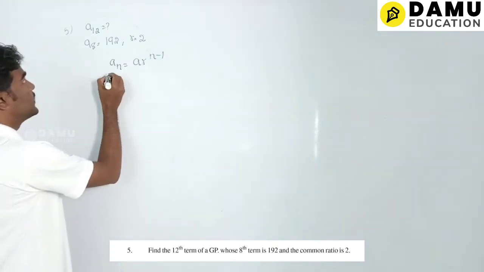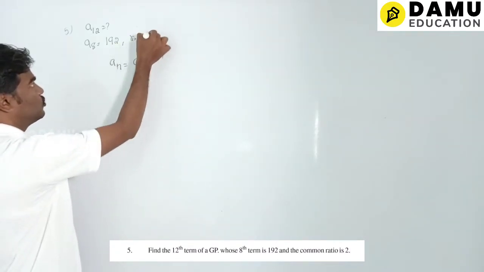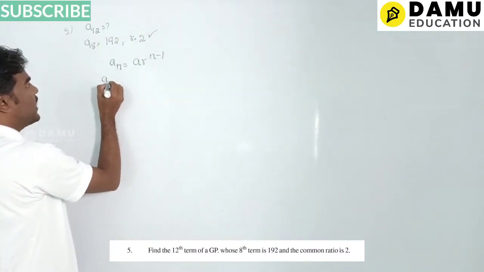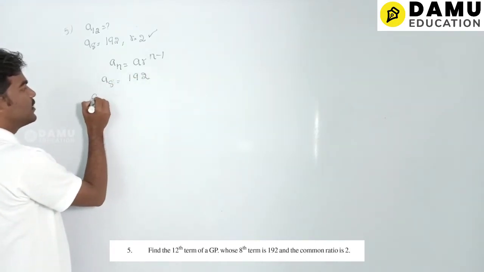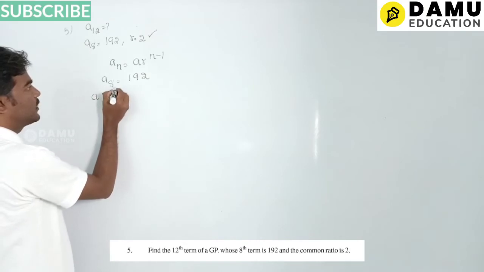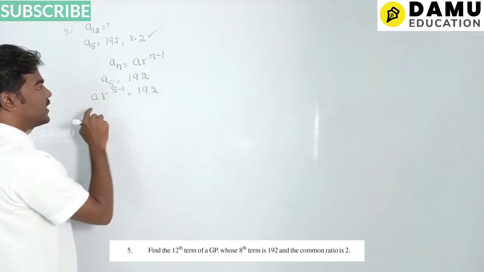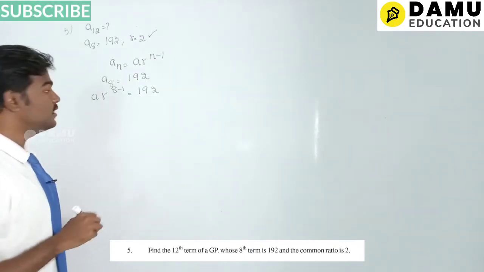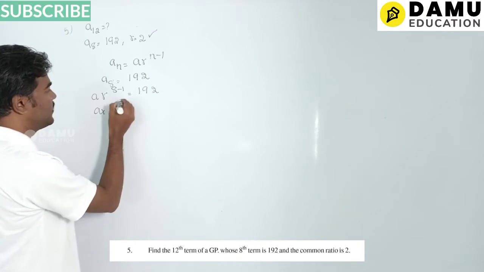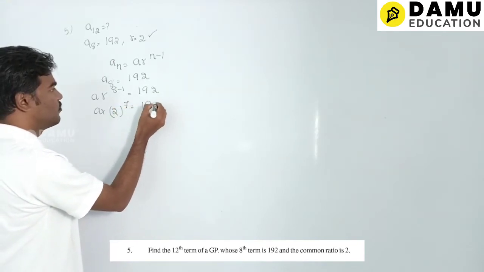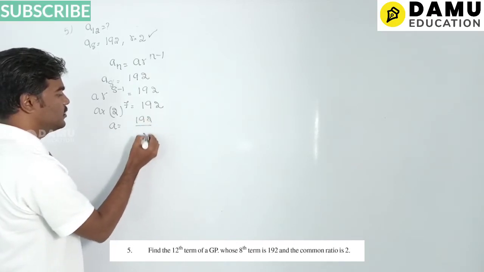As we know, the first term we don't know, we have to find it. The common ratio they have given is 2, and a8 will be equal to 192. So a8 will be equal to a into r power 8 minus 1. Can we do it like this? Yes, we can. So a into r power 7, which is 2 power 7. Then a will be equal to 192 by 2 power 7.